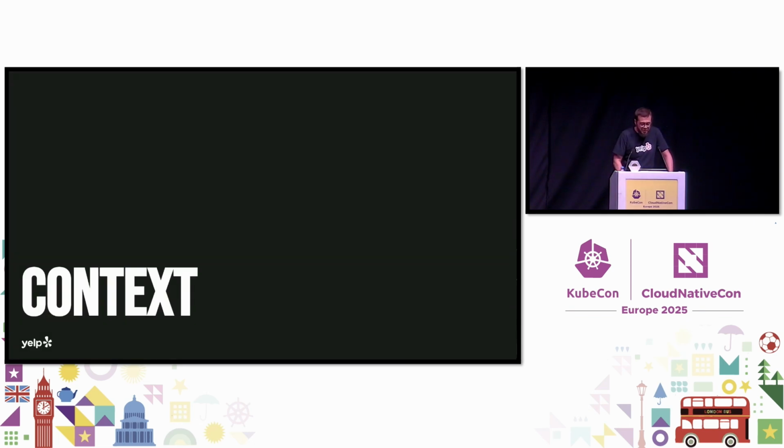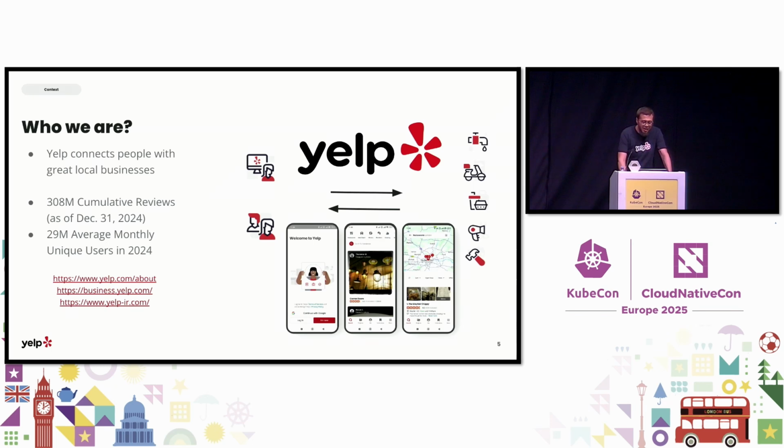So starting off with the context, how many of you have heard about Yelp? Can you raise your hand? Yeah, that's quite interesting. For those who don't know, Yelp is a community-driven platform that connects people with great local businesses. And millions of people rely on Yelp for useful and trusted content about business information, reviews, and photos to inform their spending decisions. As of December 2024, there have been 308 million cumulative reviews with 29 million average monthly unique users in 2024.